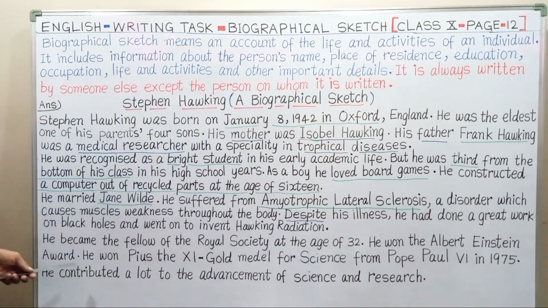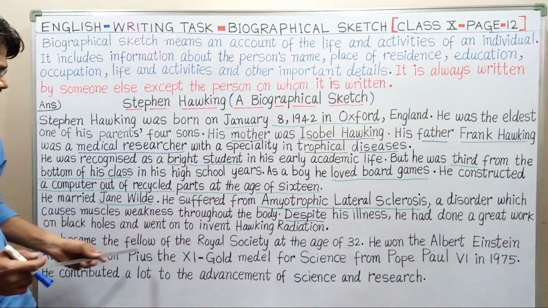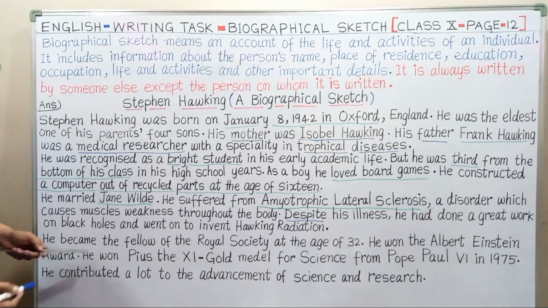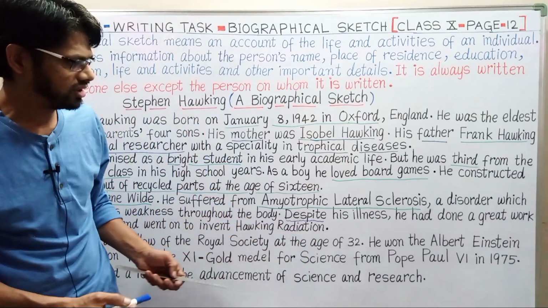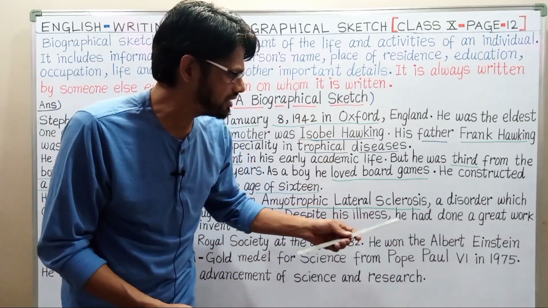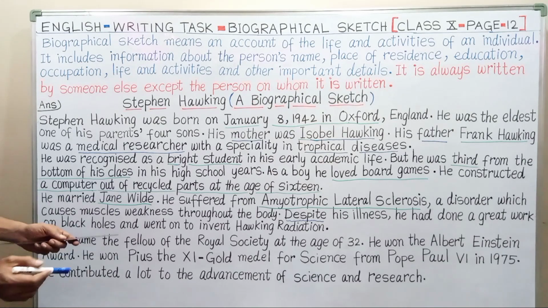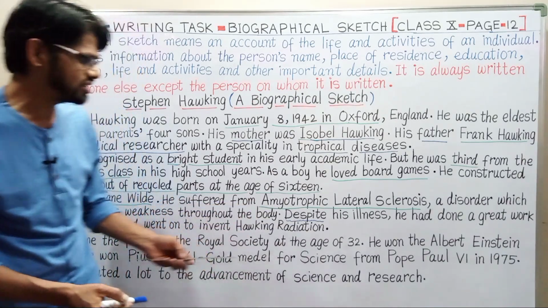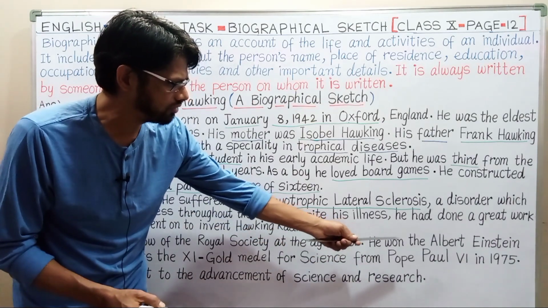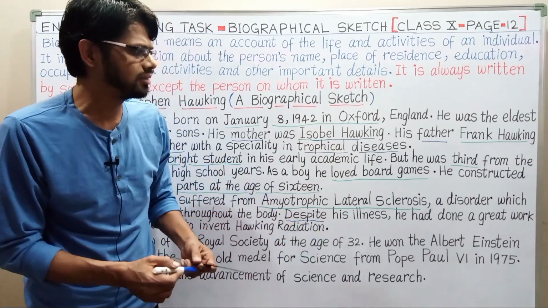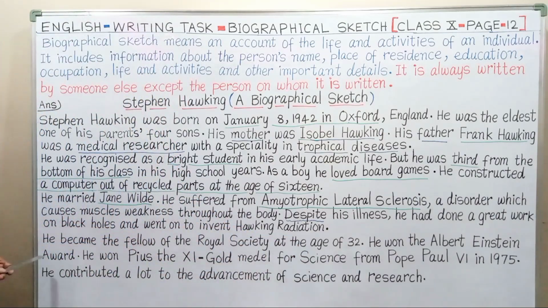Now here, he became the fellow of the Royal Society. This is also given in the question. We have to use here: he became the fellow of the Royal Society at the age of 32. He won the Albert Einstein Award also. The Albert Einstein Award is also given in the question. We have to use this information and make sentences. The sentences should be meaningful and accurate. He won the Albert Einstein Award also.